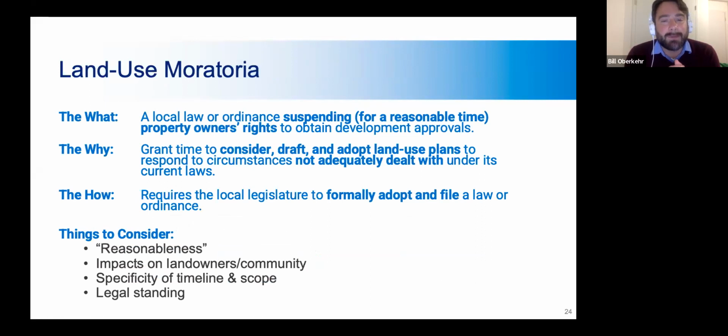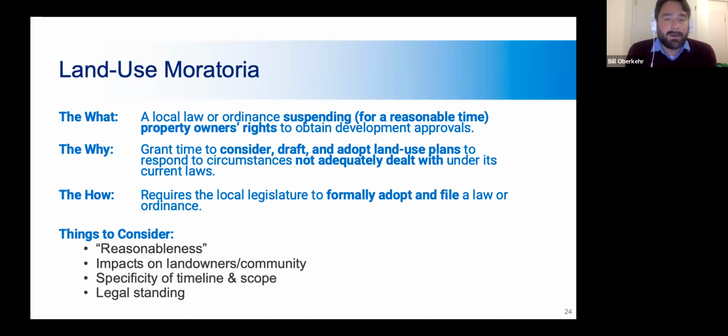Land use moratoria. This has been a big one since 2016. We've seen them throughout the state pretty consistently. So what is it? It's a local law or ordinance suspending for a reasonable time property owners' rights to obtain development approvals. Why are we doing that? Its purpose is to grant time to consider, draft, and adopt local land use plans to respond to circumstances not adequately dealt with under current laws.